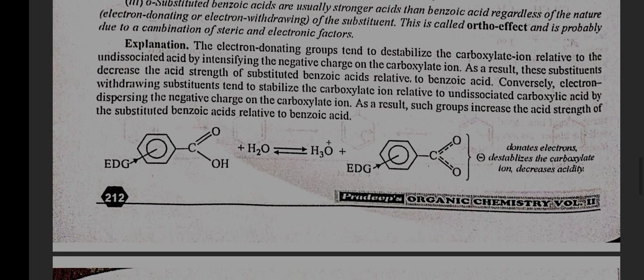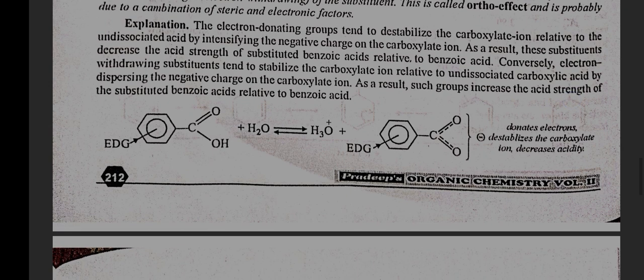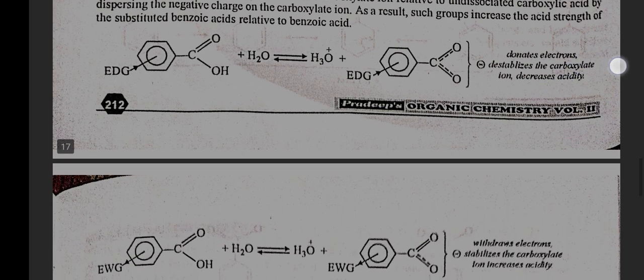Explanation: the electron donating groups tend to destabilize the carboxylate ion relative to the undissociated acid by intensifying the negative charge on the carboxylate ion. As a result, these substituents decrease the acid strength of the substituted benzoic acid relative to benzoic acid. Conversely, electron withdrawing substituents tend to stabilize the carboxylate ion relative to the undissociated carboxylic acid by dispersing the negative charge on the carboxylate ion. As a result, such groups increase the acid strength of the substituted benzoic acid relative to benzoic acid.